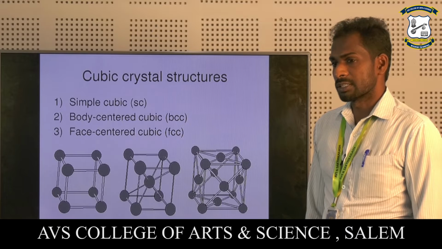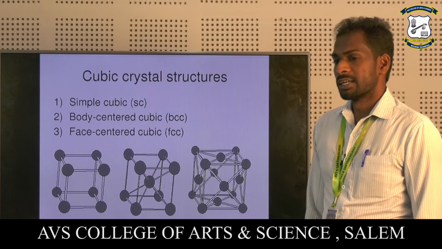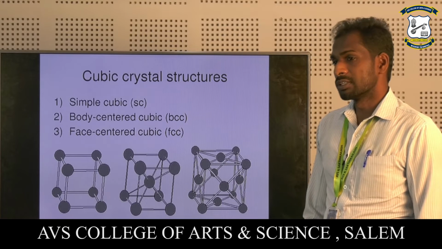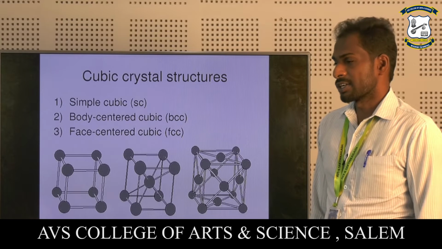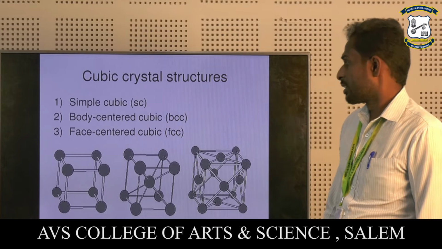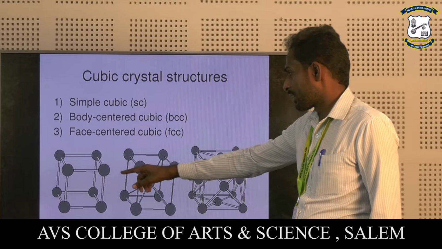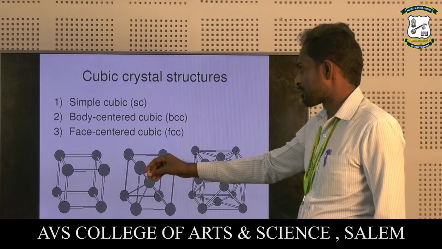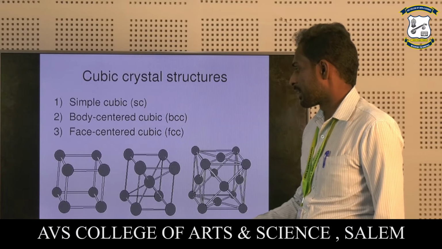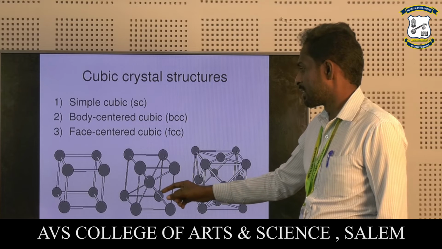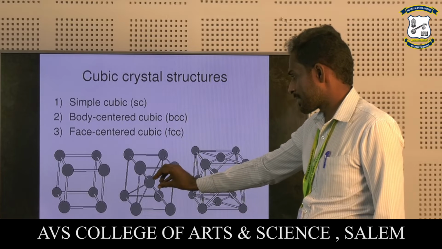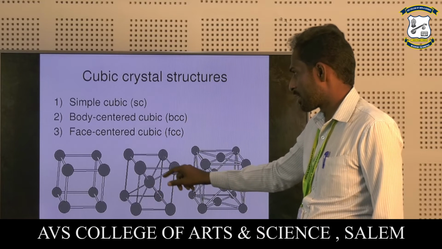Cubic structure is one of the first crystal structures of some materials. The cubic structure is divided into three Bravais lattices. The first lattice is simple cubic, the second one is body centered, and the third one is face centered. The atom arrangements are different in each. In the simple cubic structure, atoms are present only at the corners. The second one is the body centered cubic structure, which includes an atom at the center as a sphere. This is a body centered cubic.